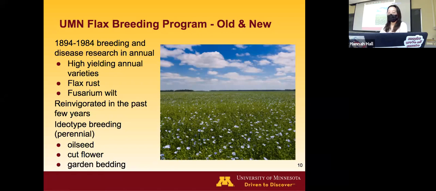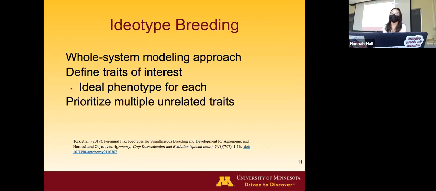So what is ideotype breeding? Ideotype breeding is more of a whole system modeling approach. So we define our traits of interest, and then we select an ideal phenotype for each of those traits. And then this allows us to prioritize multiple unrelated traits as we select for our program. And so the master's student before me actually has published a paper on the perennial flax ideotypes for simultaneous breeding and development for agronomic and horticultural objectives that we've based all of our breeding program around.